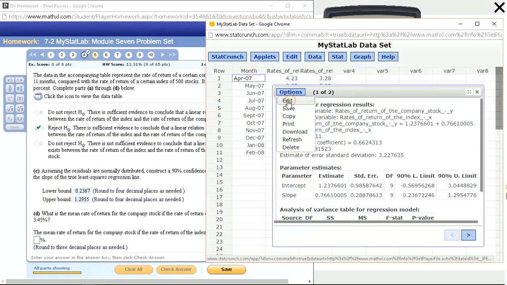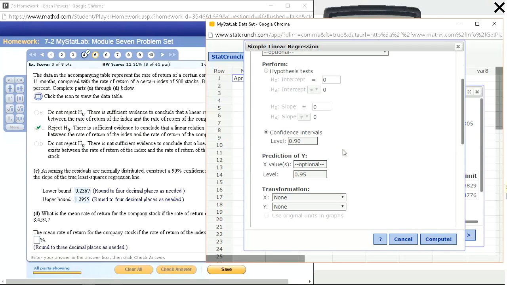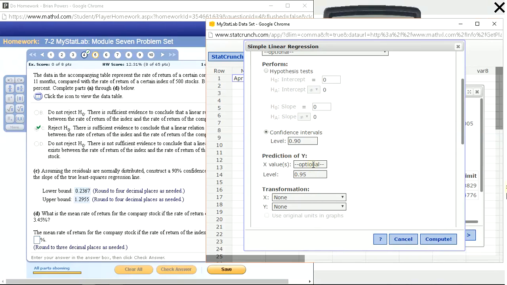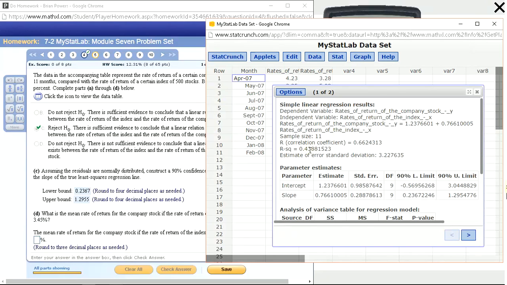Okay, now I want to show you predictions and how to do that again from StatCrunch. I'm going to go back to edit and show you, if you just go a little bit below, a prediction of y. You can put in an x value or values and get a prediction for y. I'm going to put in 3.45, and the level isn't so important right now. It'll give you a prediction interval in addition to the point prediction, but all I really care about is the point prediction. So put in 3.45, and it'll give me similar output, but with one additional section.